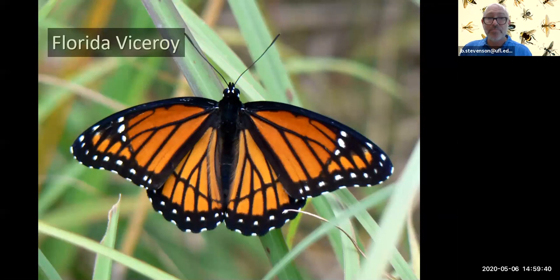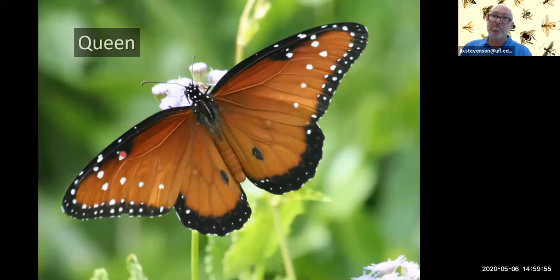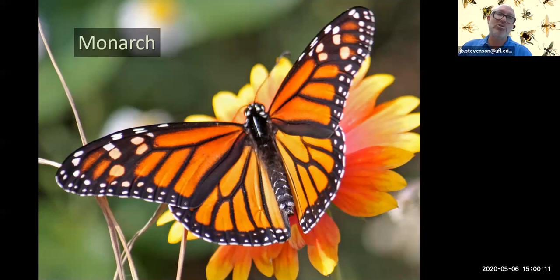The monarch here, you can see, does not have that line, but it also is orange with the black and white spots. And the queen, also orange with the black and white spots. These three species of butterflies, the queen and the monarch, which are related to each other, and the viceroy, which is not, have evolved this similar coloration to protect themselves, their own genes, but the fact that they look so much like each other protects each other.